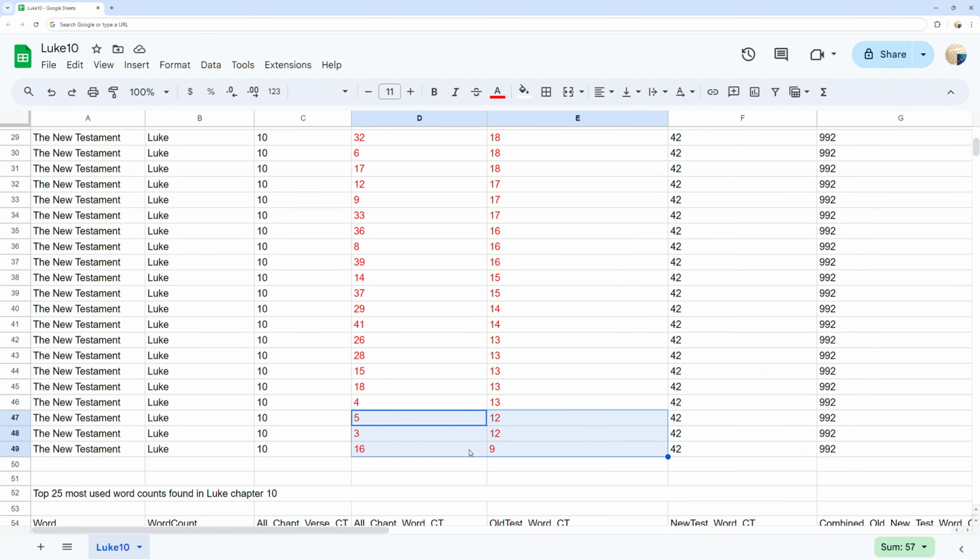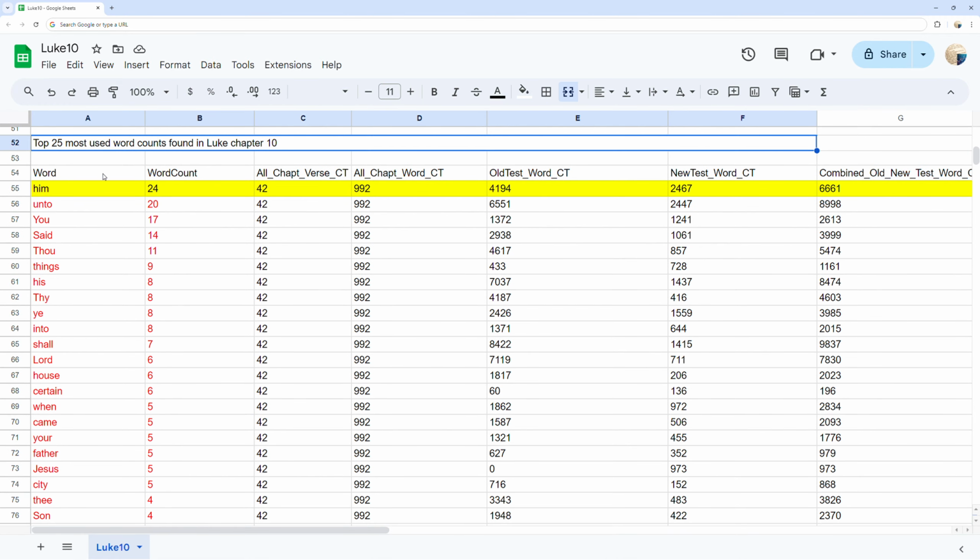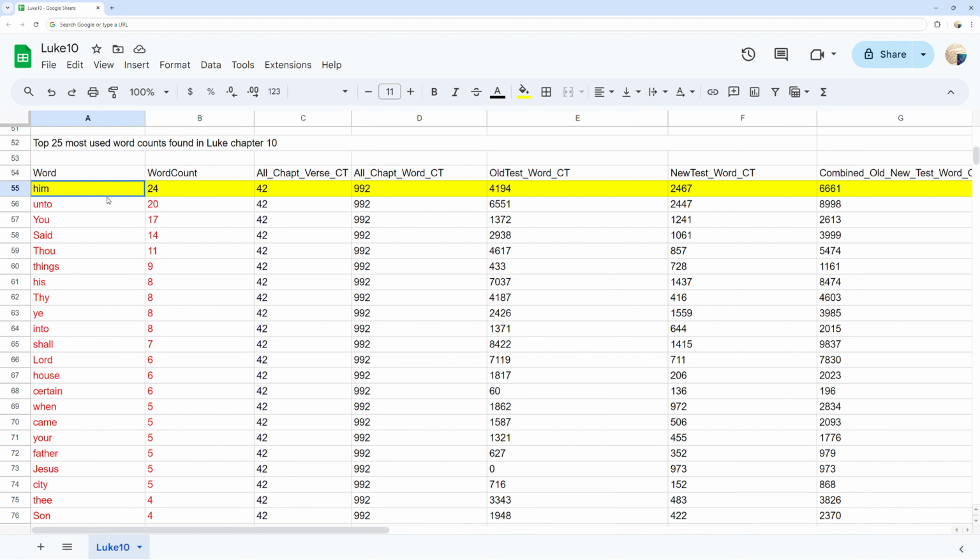Top 25 most used word counts found in Luke chapter 10. You can see the most frequent words in Luke chapter 10 and the word count for each ordered by word count. As well, you can compare that to the total times those words are used in the whole of each Old Testament, New Testament, and both Old and New Testament combined.